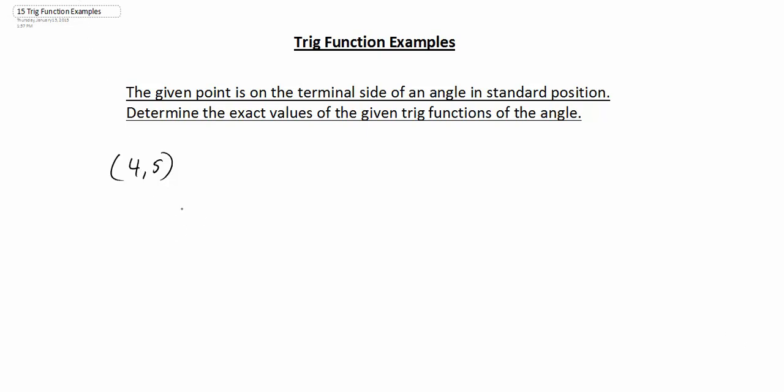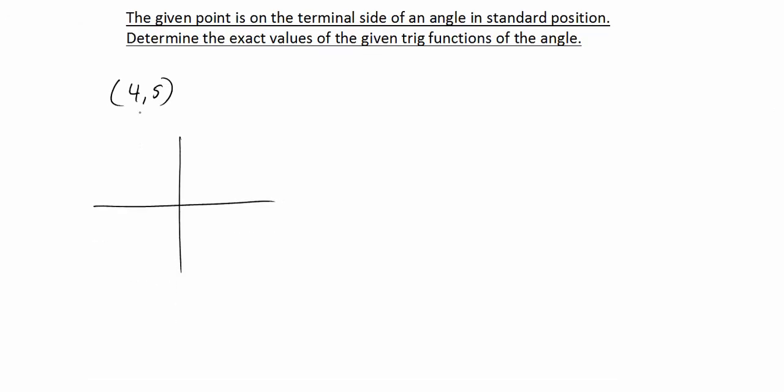Well, I always think it's helpful here to draw a picture, so I'm actually going to sketch out where this point is located. We know it's (4, 5). The x and y are both positive, so we know the point's going to be in the first quadrant. So if we were to go over 4 units and then up 5, so here's our point, okay? And then we can think here's the radius, and here's the angle theta that we're trying to find the sine function of.